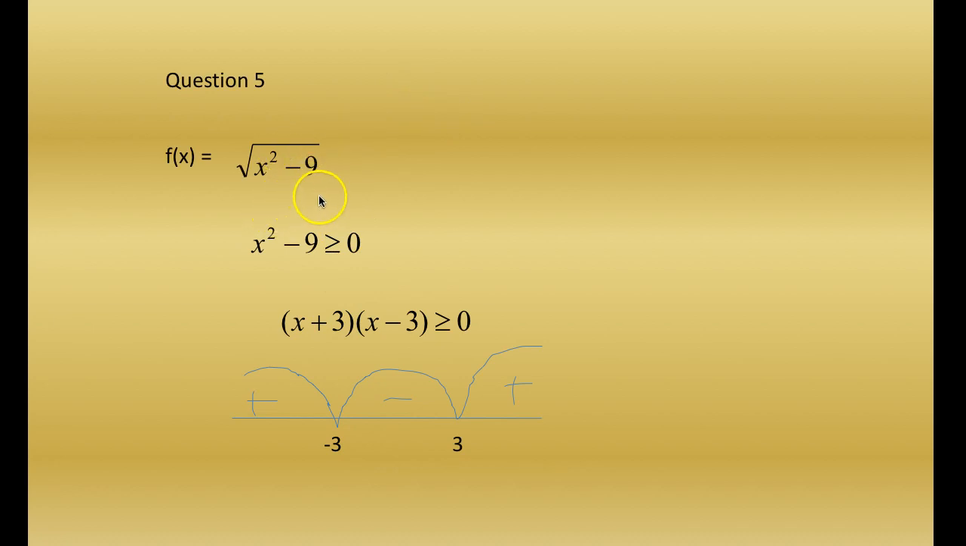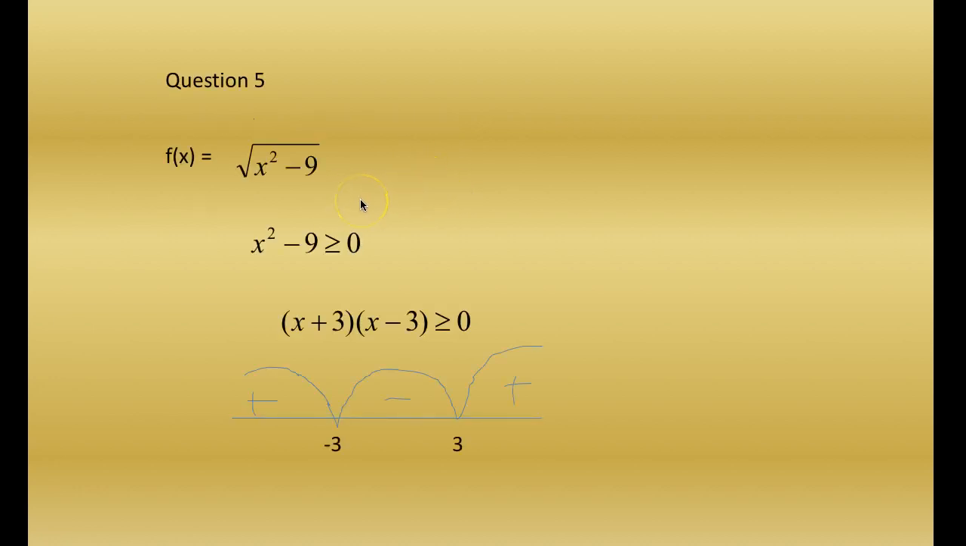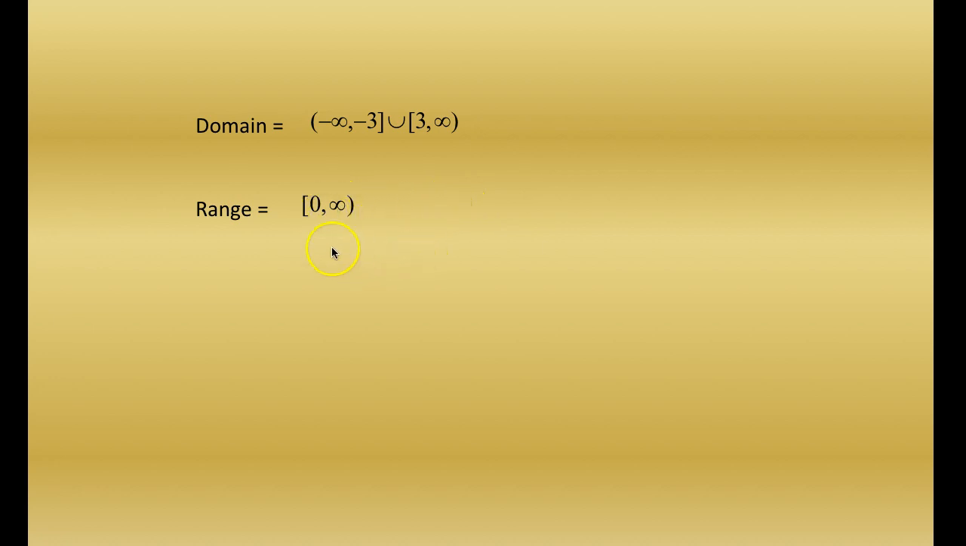Next, f(x) equal to square root of x squared minus 9. Again, x squared minus 9 is greater than or equal to 0. So we have x plus 3 into x minus 3 greater than or equal to 0 when you factorize. And the roots are minus 3 and 3. So we divide them into intervals on the number line and mark alternately plus and minus starting with the rightmost interval. Now it is greater than or equal to 0 when it is to the right of 3 and to the left of minus 3. Because we have a greater than or equal to sign, your domain would be the interval minus infinity to minus 3, including minus 3, union 3 to infinity including 3. Going back to the range, it would be the interval 0 to infinity, closed at 0 and open at infinity.